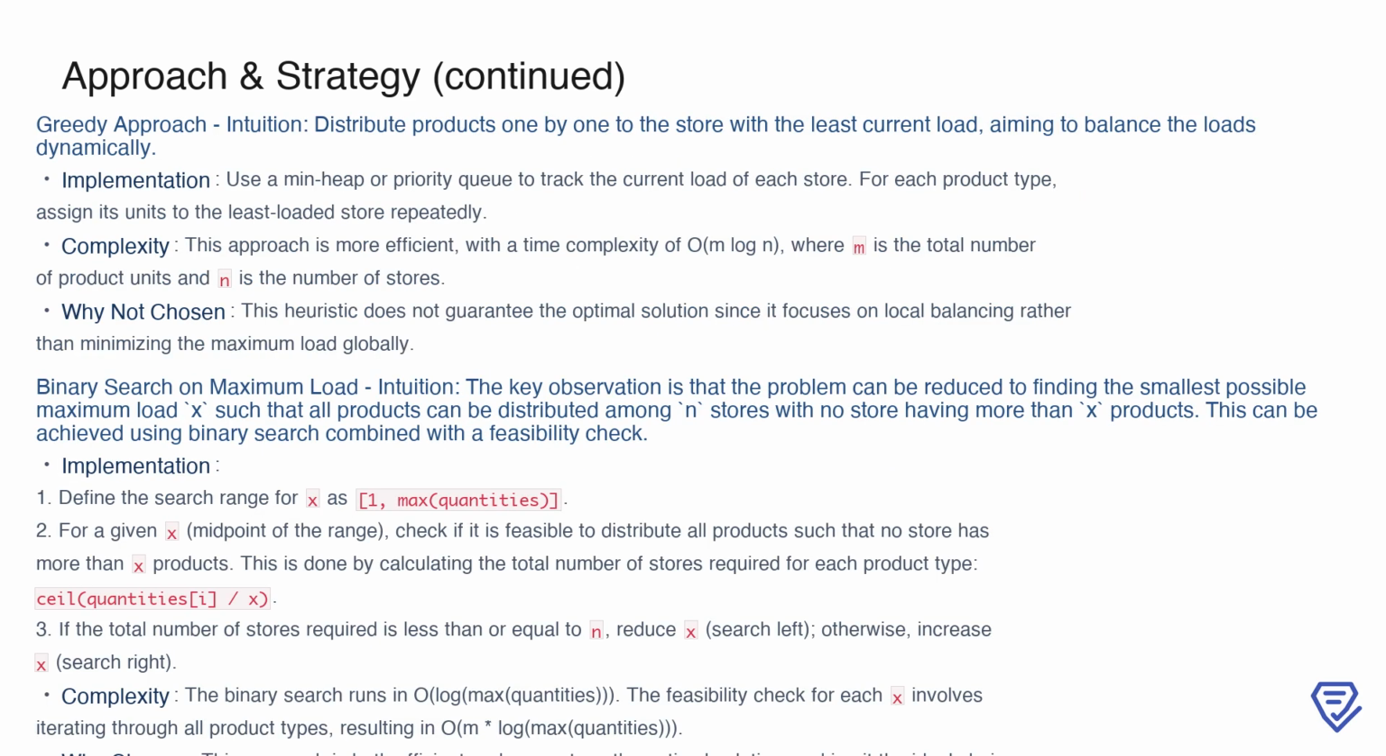Another approach we could try is a greedy method. Here, the intuition is to distribute products one by one to the store that currently has the least load, dynamically balancing the distribution as we go.